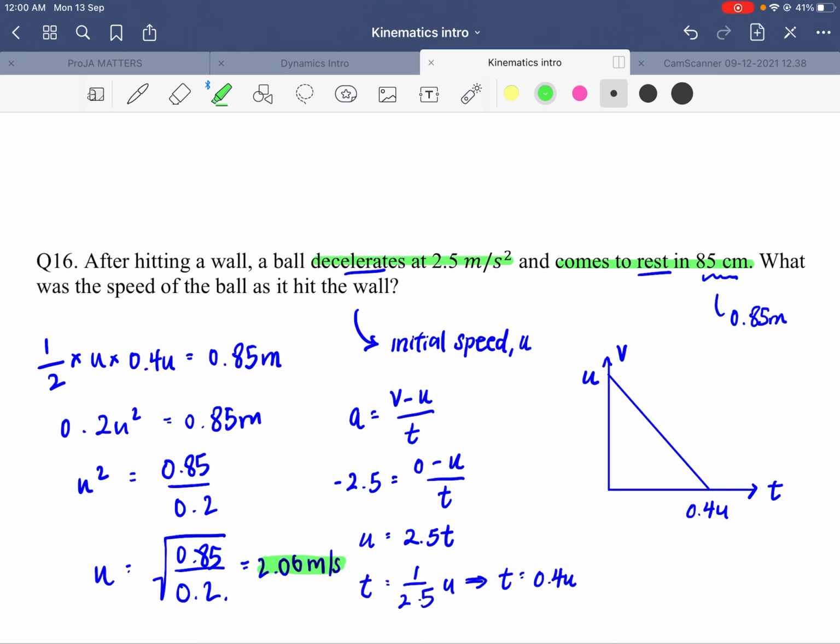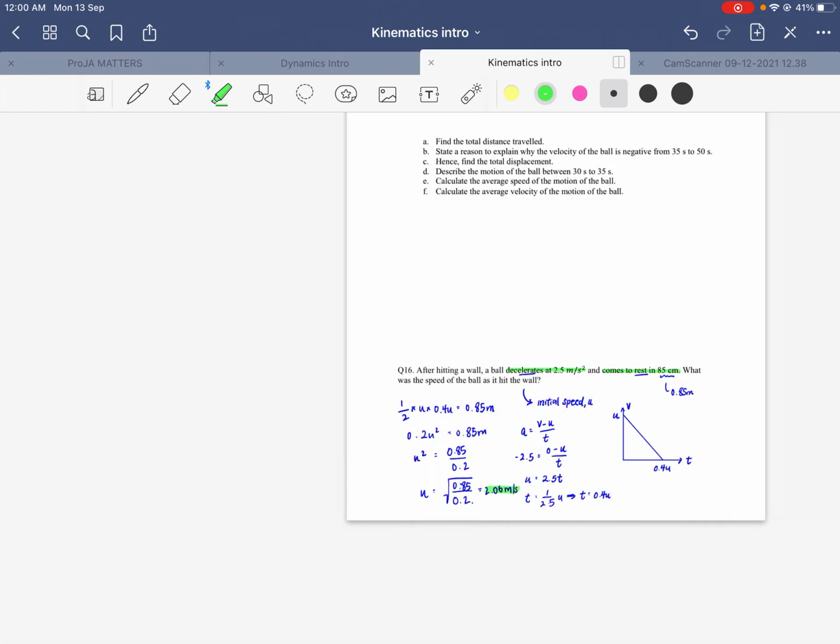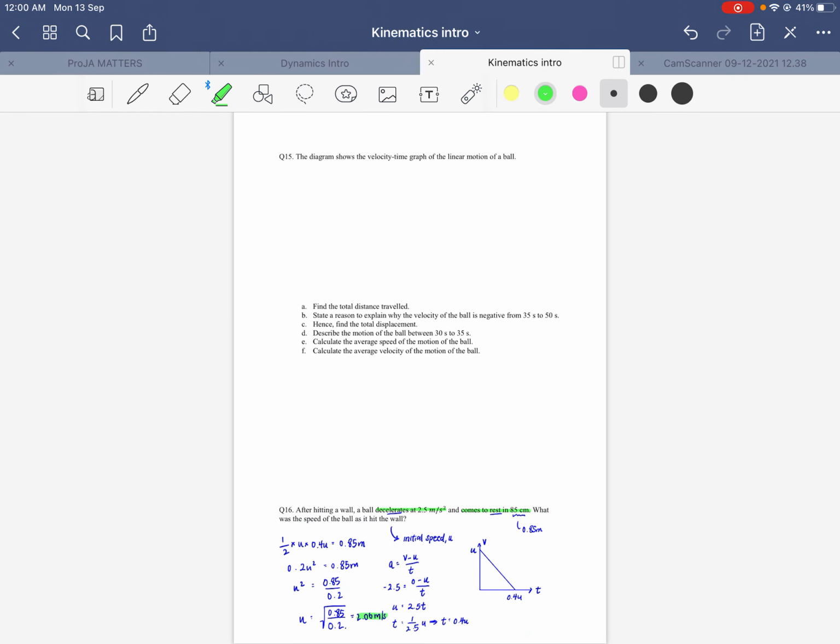It's just like that. Pretty straightforward question, but there are many ways you can go wrong, so you just need to practice to make sure you don't screw up. Okay, that's the end for question 16.